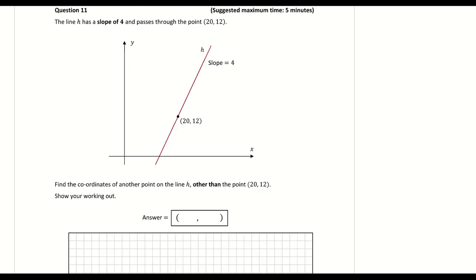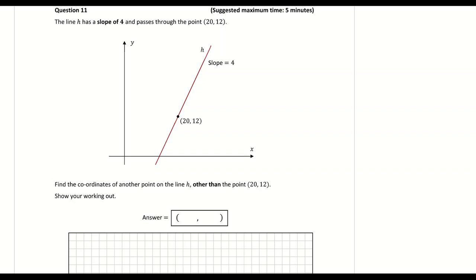Question 11. The line H has a slope of 4 and passes through the point (2, 0, 1, 2). So you can see it here in the diagram. Find the coordinates of any other point on that red line. In other words, on the line H, other than the given point. Show your workings out in the box below, I presume, and write your answer in here.